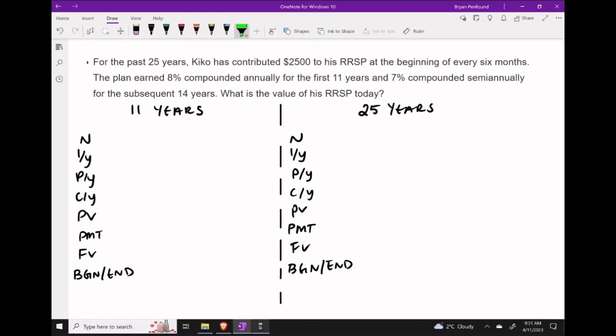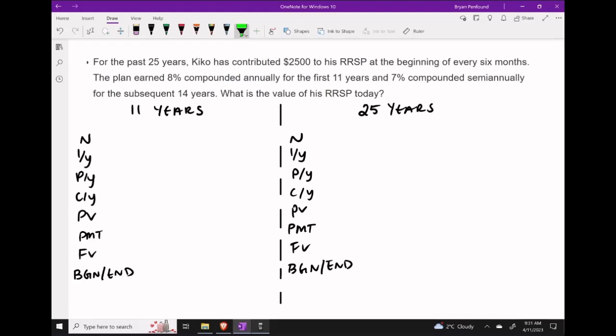Since this question is a little bit more complicated to tackle with formulas, I'm going to choose to tackle this problem using the calculator, and I'm going to break it up into 2 pieces. I'm going to ask the calculator to calculate the future value after the first 11 years has passed, and then we'll take that value that we get, program that in as the principal amount or present value, and then deal with the remaining 14 years in step 2.